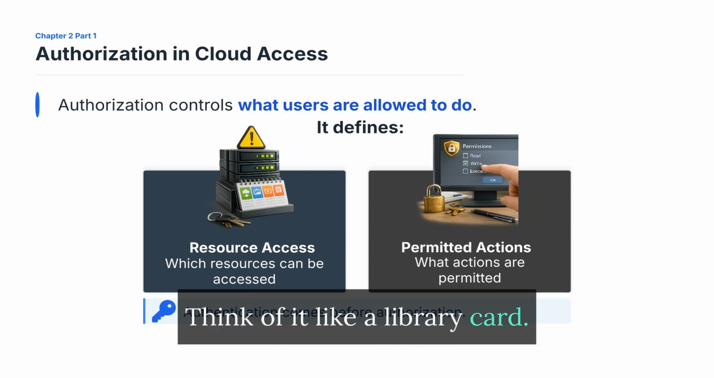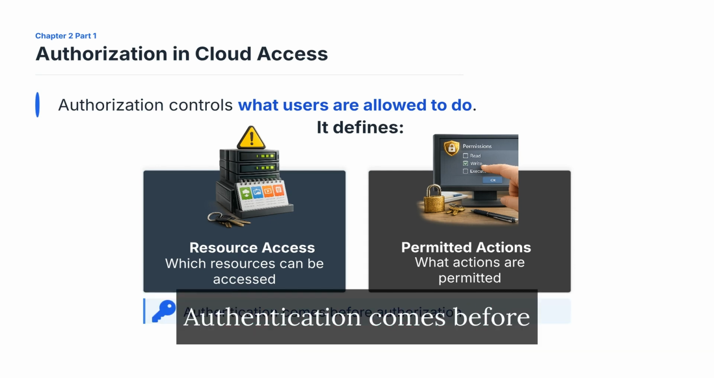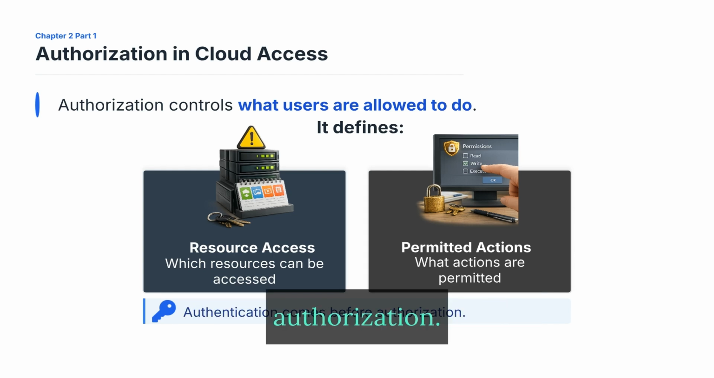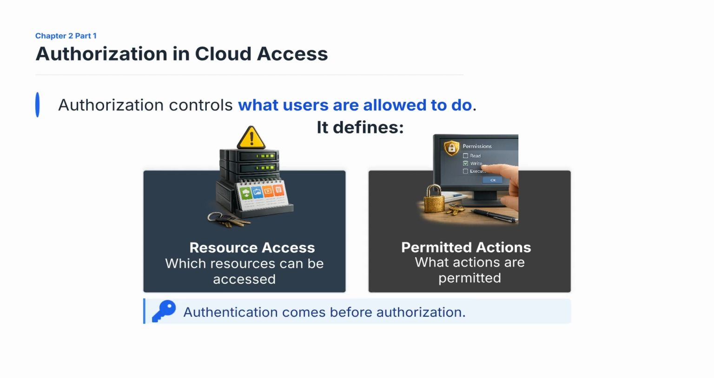Think of it like a library card. You can enter the library, but some rooms are only for staff. Authentication comes before authorization. The system must know who you are before giving access.